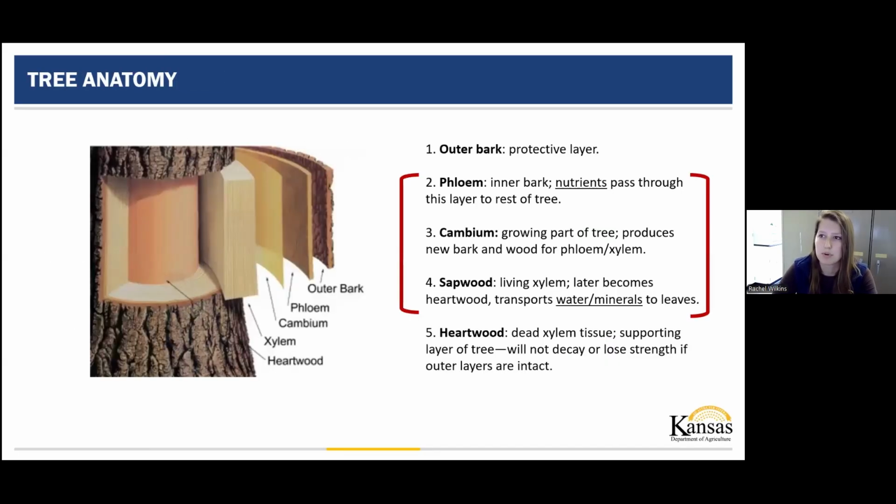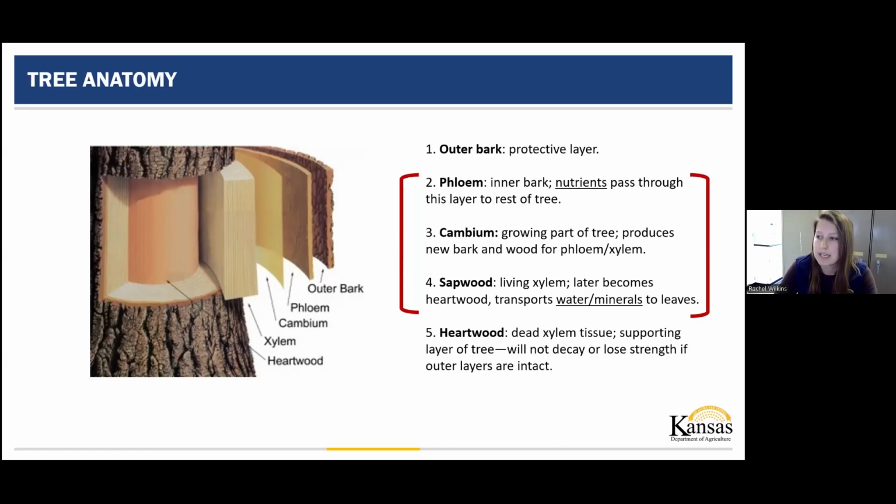So the emerald ash borer, as the name implies, feeds on ash trees. So I want to quickly go over tree anatomy, the different layers of a tree, because the beetle will affect certain parts of the tree. When you're looking at a tree, you see the outer bark, that's that first protective layer. Beneath the bark is the phloem. Another word for that is inner bark. And the function of this layer is to allow nutrients to pass throughout the tree.